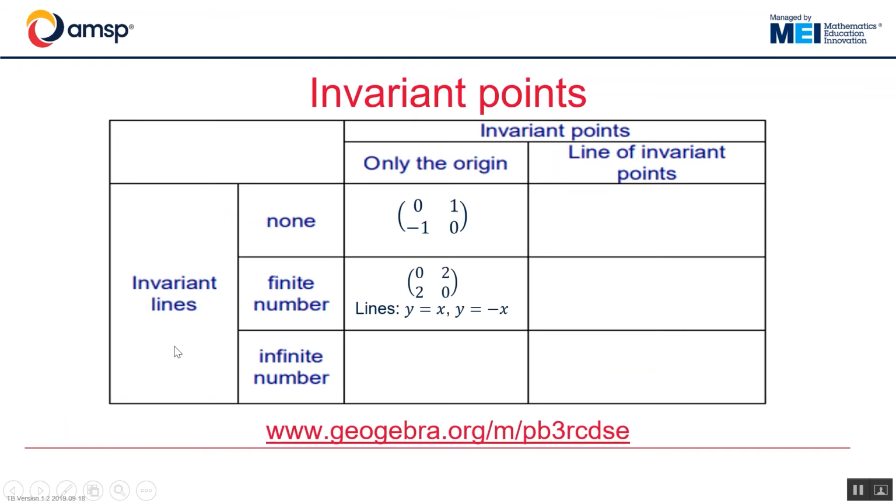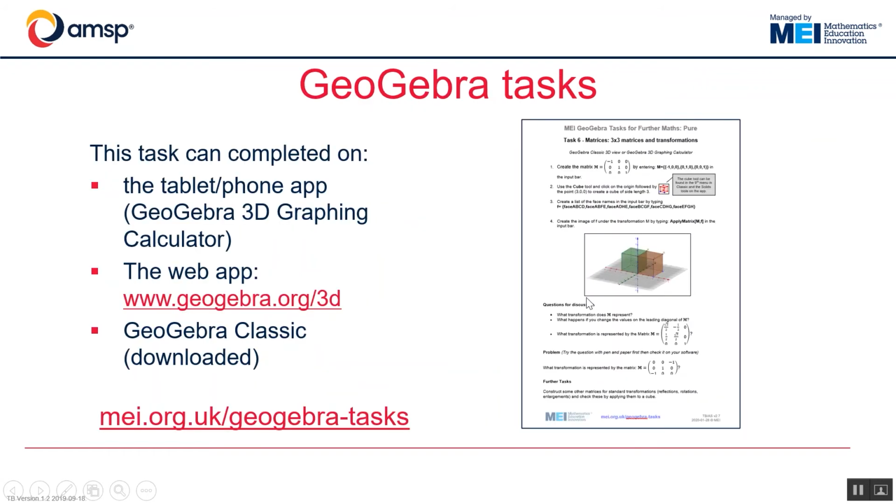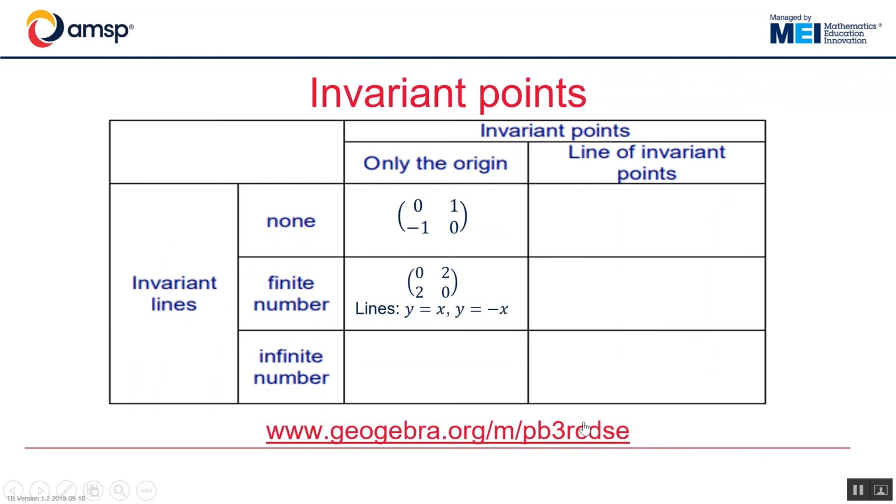The two examples we looked at here, 0, 1, negative 1, 0, only had the origin as an invariant point and had no invariant lines. The second example had only the origin as an invariant point and y equals x and y equals negative x as invariant lines. So the activity is to follow the link to this GeoGebra file and try exploring and find whether you can fill in any of these other boxes here.